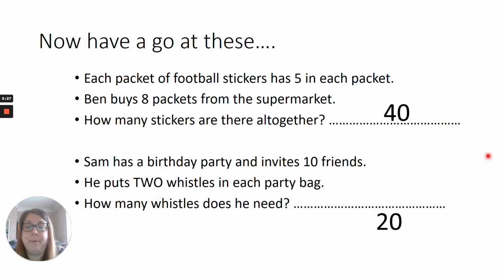And then at the birthday party, he invites 10 friends, and he puts 2 whistles in each bag. That's 10 times 2, which is 20. Well done if you said that.